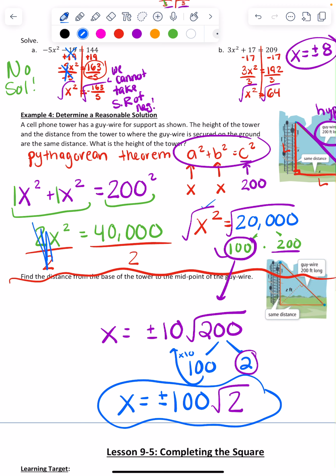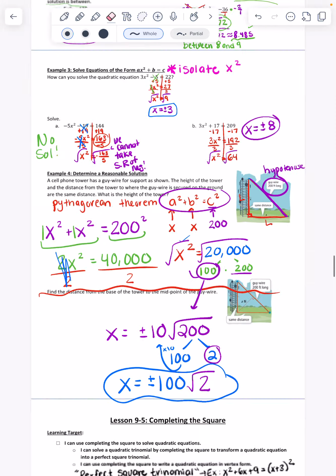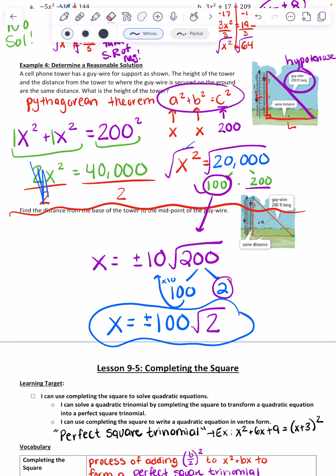All right, one little thing to think about: since we are now talking about a real-life situation, the lengths of a triangle, we probably are not going to use our negative answer. It is still technically an answer to the equation, but once we start talking about geometry, with distance a lot of times we are only going to use the positive answer. So just keep that in mind going forward.